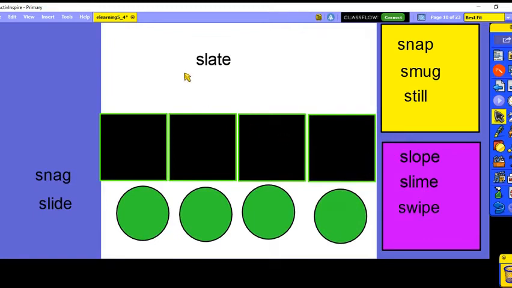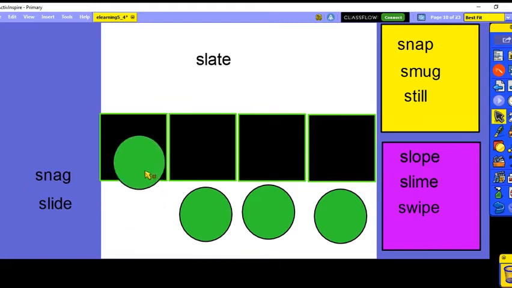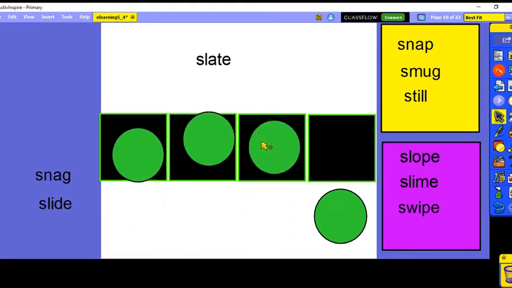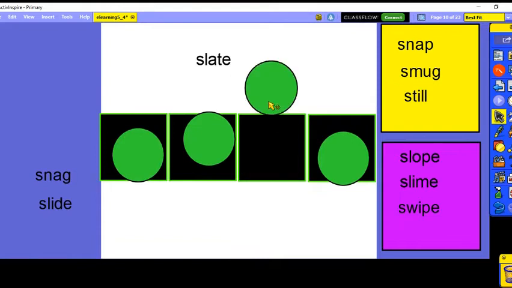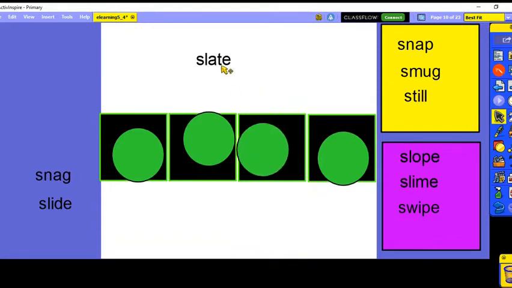This word is slate. Let's say all the sounds we hear in slate. Slate, slate. Let's say the vowel sound. A, and A is the long vowel sound. You also see the vowel consonant E pattern in this word, slate.